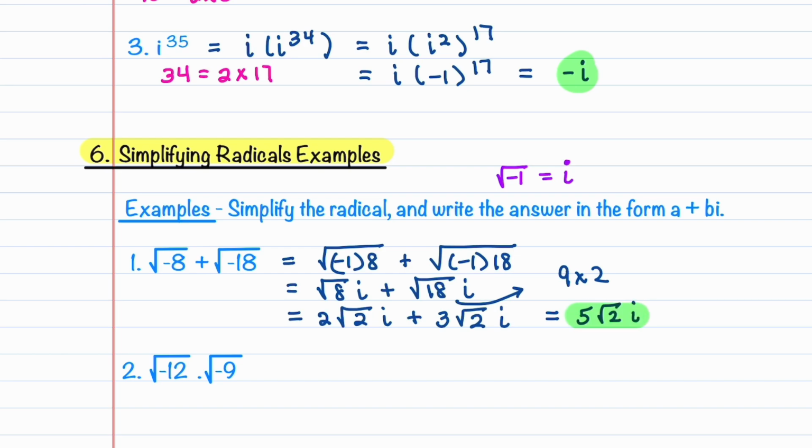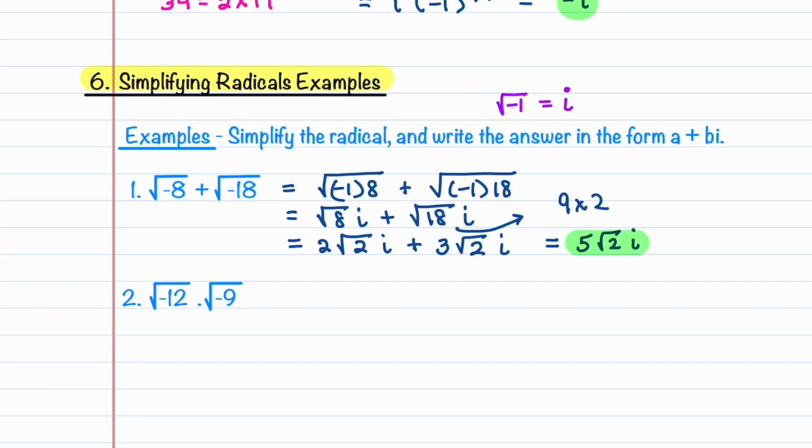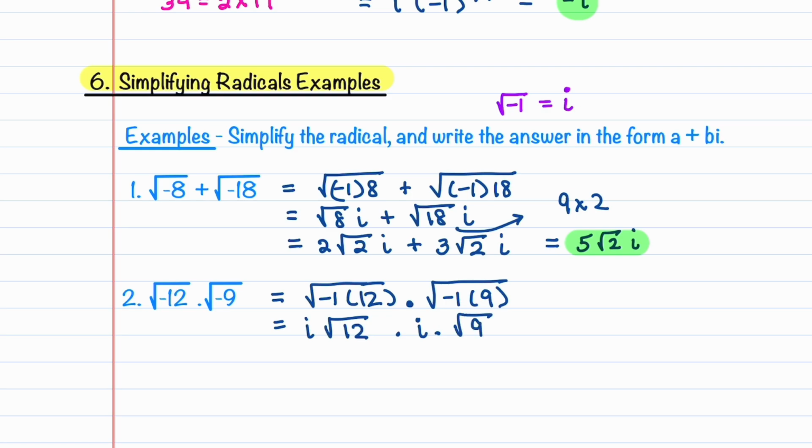Let's look at our second example. Notice that in this example, we have two radicals that are multiplied together. We're going to start the same way that we did with the first one. We're going to rewrite the square root of -12 as the square root of -1 times 12. And then we're going to multiply this by the square root of -1 times 9. This gives us i times the square root of 12 times i times the square root of 9, which is going to be 3. We'll write that down on our next step.